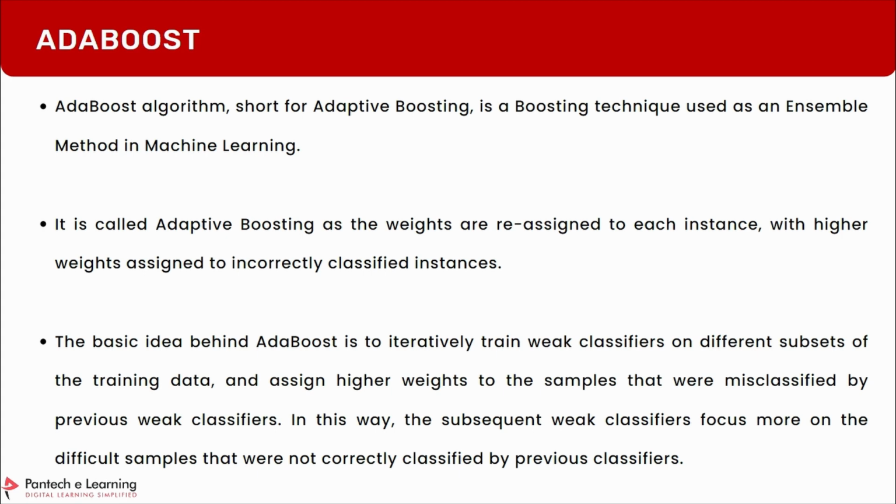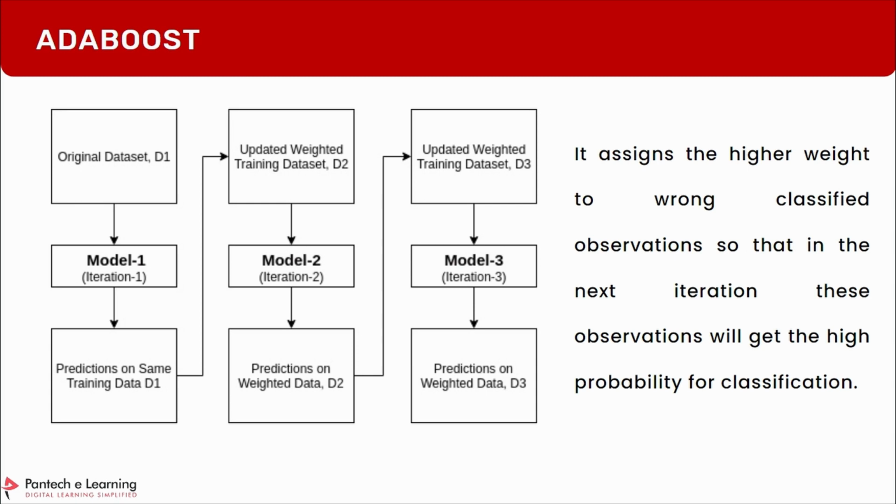So the basic idea behind AdaBoost is to iteratively train weak classifiers on different subsets of the training data. It also creates subsets of the training data, and assigns higher weights to the samples that were misclassified by previous weak classifiers. In this way, the subsequent weak classifiers focus more on difficult samples that were not correctly classified by the previous classifiers. So this is how it will work.